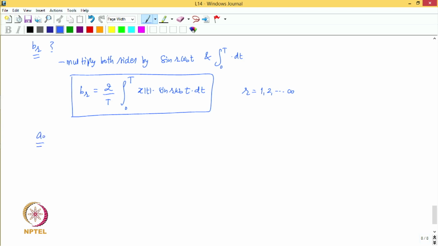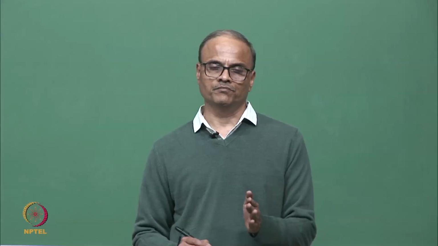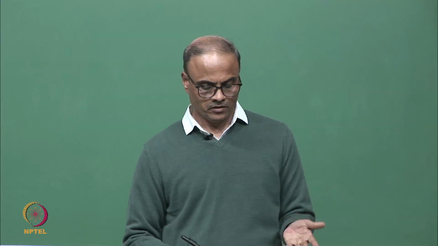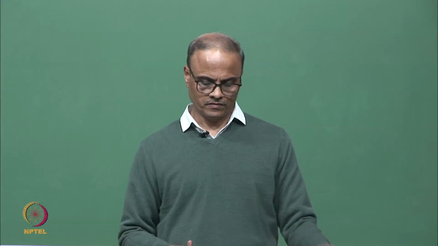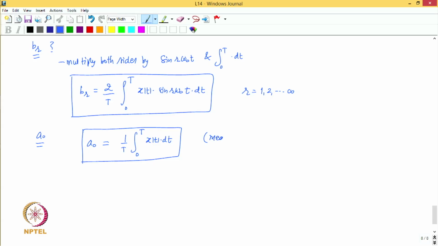What about A naught? So A naught is basically a constant term which might be present in the signal. For this we can simply integrate both sides from 0 to T. Okay. So if we do that, then we get this result. All the cos and sine terms would be integrated to 0, and we would be left only with the A naught term on the right hand side. Hence the result for A naught is this: 1 upon T integration 0 to T x of t dt. This also can be looked upon simply as the mean value of the signal, right. It also represents the mean value of the signal.